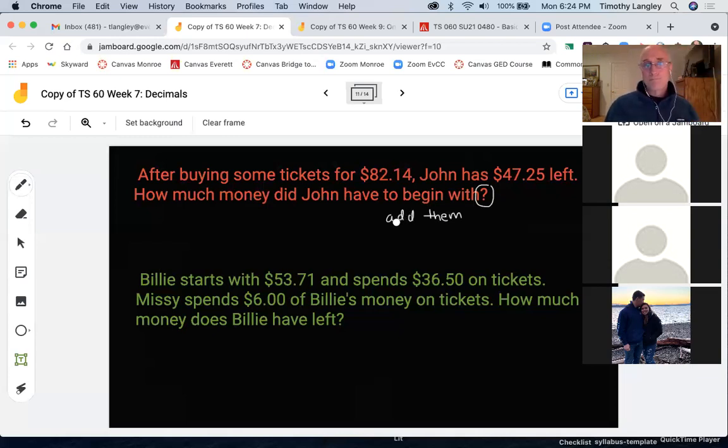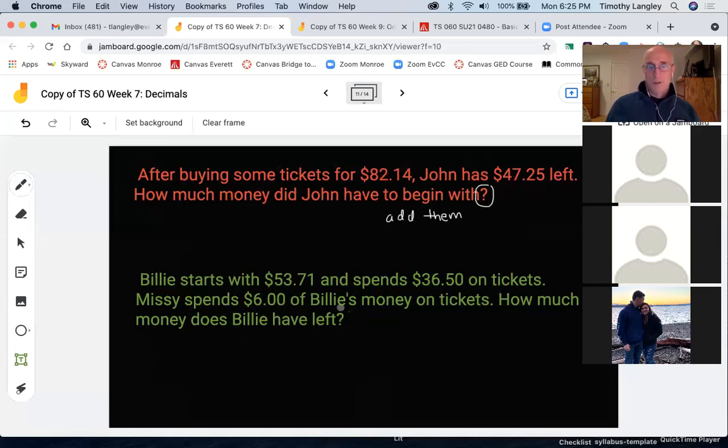All right, and the next one's a classic example of the word left. Billy starts with $53.71 and spends $36.50 on tickets. He starts with this, but he spends money, okay. Missy spends $6 of Billy's money. So Billy's got the money. Missy's spending $6 of his money. How much money does Billy have left?